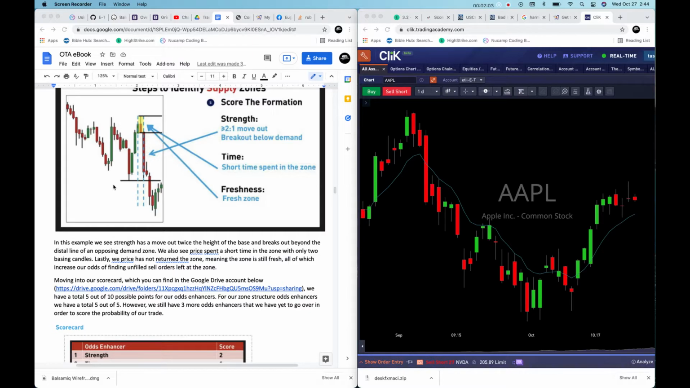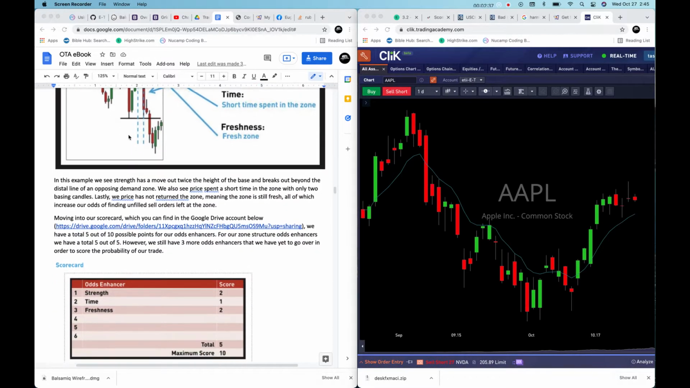Okay, we also see price spent a short time in the zone. We look at the base and candles between the leg in and leg out. It only has 2 basing candles, or actually it looks like the example has 1. But lastly, we see price has not returned to the zone, meaning the zone is still fresh. So we have 2 points for strength, 1 point for time, and 2 points for freshness, all of which increase our odds of finding unfilled sell orders left in the supply zone.